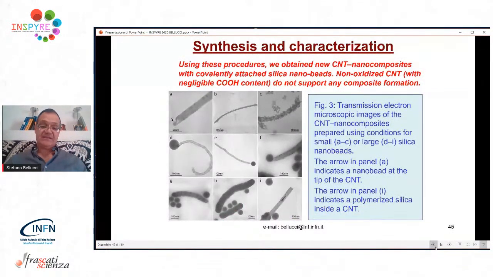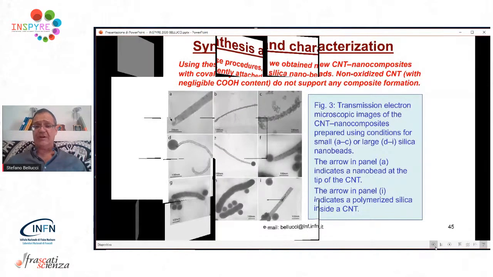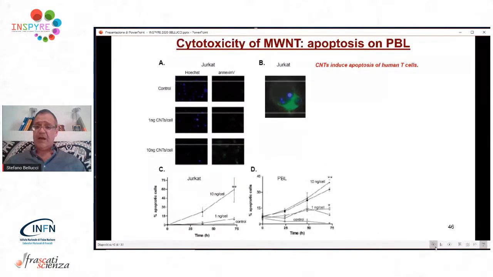And here you see real examples of the devices we created, with the nanoparticles placed in different defective sites of the carbon nanotube. We can engineer these devices for applications.